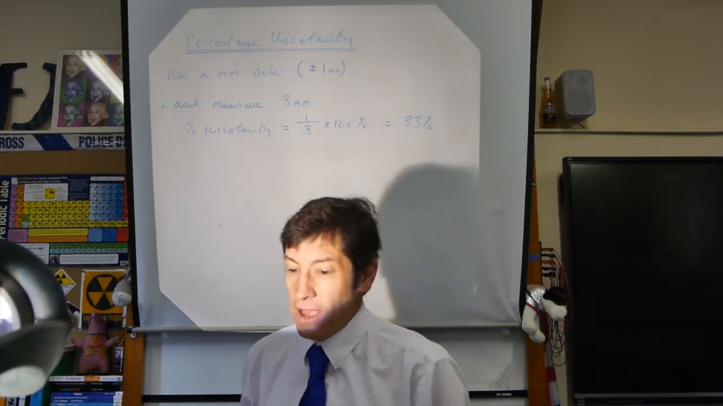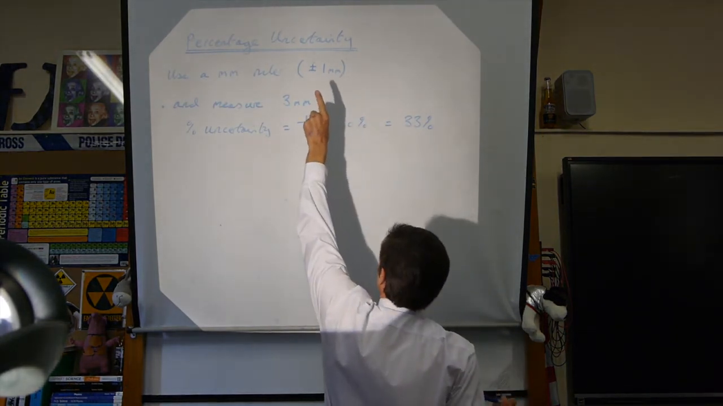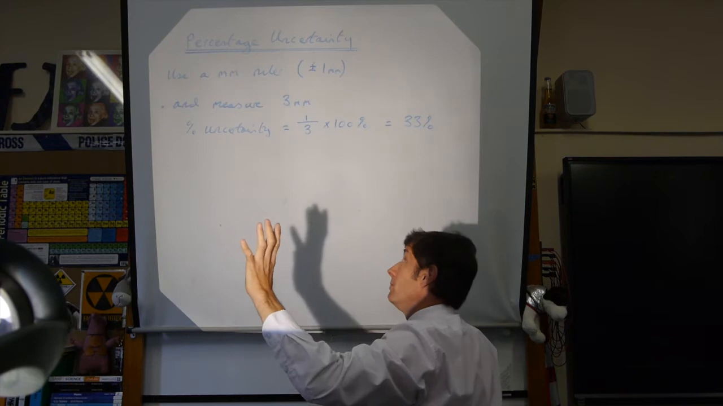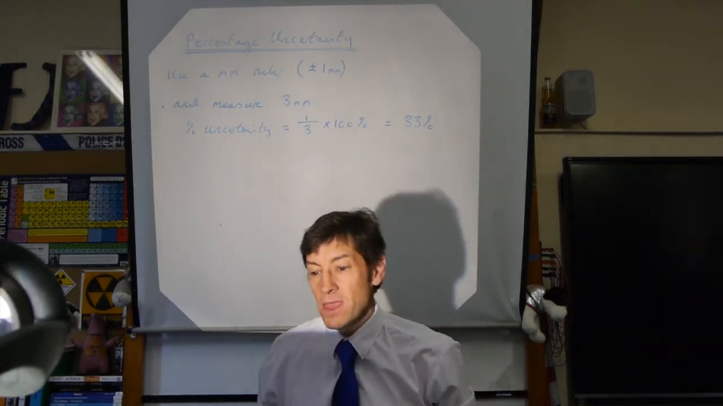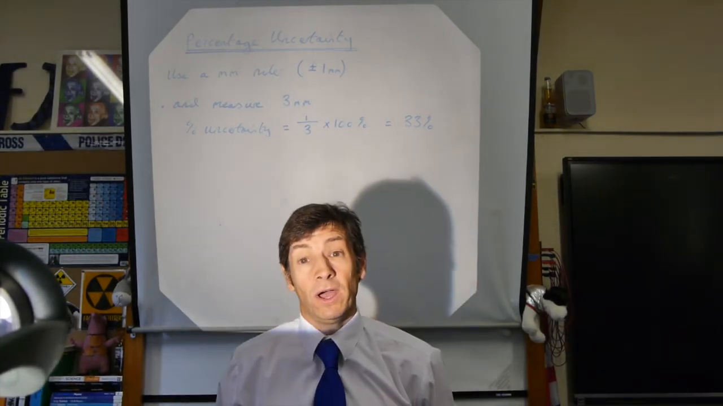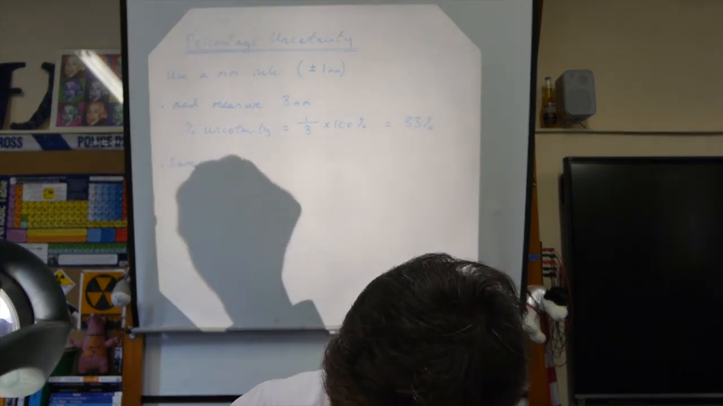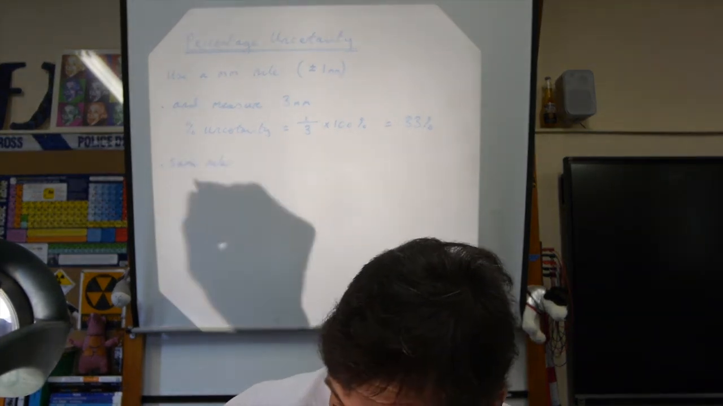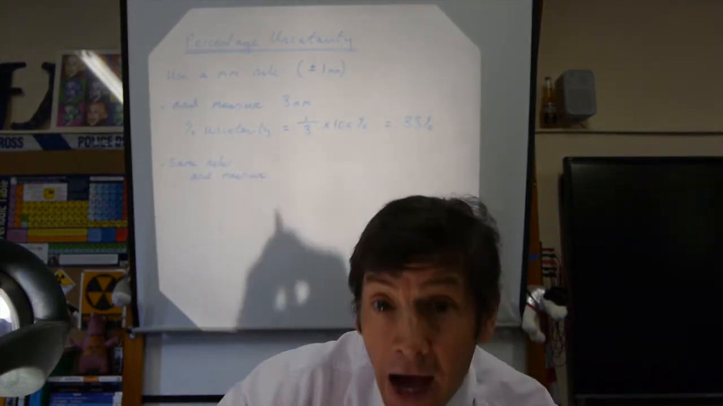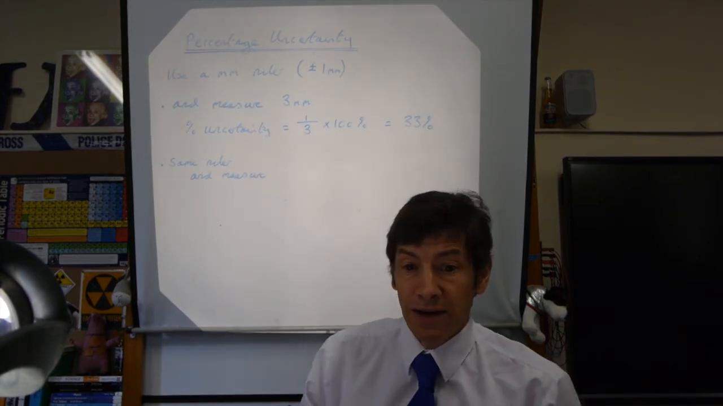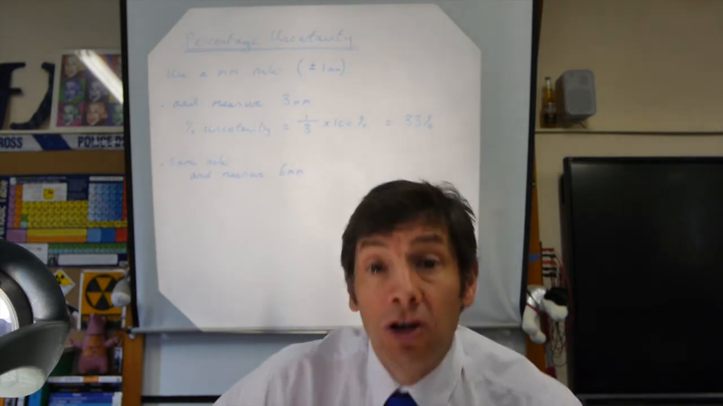Now I think you realise that using a millimetre ruler, plus or minus 1 millimetre, to measure a short length is not a good idea, because the percentage error is going to be quite high. But let's do another experiment. Let's use the same ruler and measure something that's a bit bigger. Let's measure something that is 6 millimetres long.